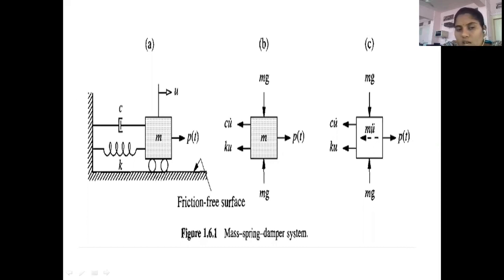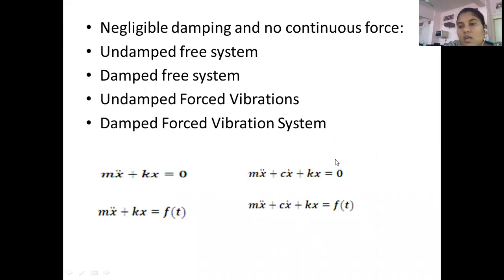Which three forces? That is the inertia force, restoring force, and the damping force. mx double dot is the inertia force, k into x is the restoring force, and cx dot is the damping force. So the general equation is ready: mx double dot plus cx dot plus kx equal to f of t.